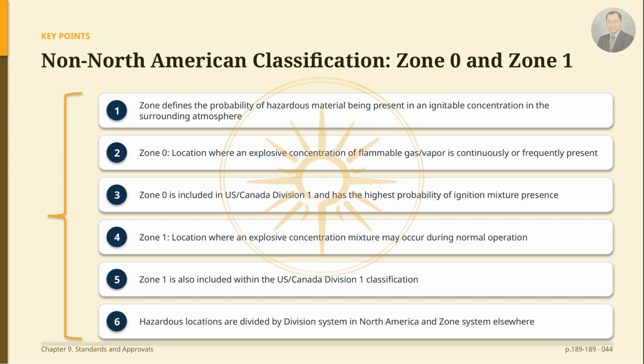Next, Zone 1 is a location where an explosive concentration of a flammable or explosive gas or vapor mixture is likely to occur in normal operation. Zone 1 also falls within the scope of the North American Division 1 classification. In summary, the key point is that North America uses the division system, while other regions use the zone system to express the hazard level of a location.